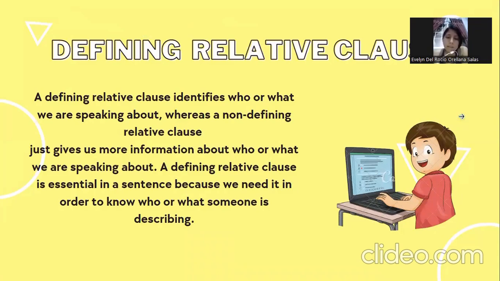Defining relative clause. A defining relative clause identifies who or what we are speaking about, whereas a non-defining relative clause just gives us more information about who or what we are speaking about. A defining relative clause is essential in a sentence because we need it in order to know who or what someone is describing.